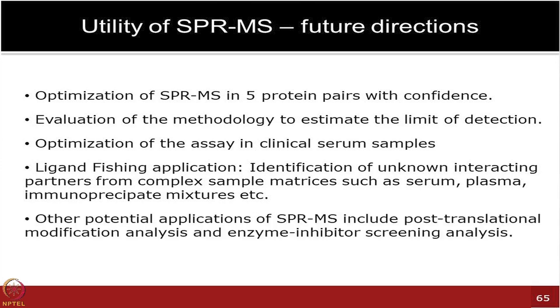So this particular technology has a lot of applications, including PTM analysis as well as enzyme inhibitor screening analysis. But now we have to really use the best of the mass spec power to go to the lowest detection limit with the minimal run cycle, with the minimal repeat cycle. Then only I think this can make some impact in the actual samples of interest.